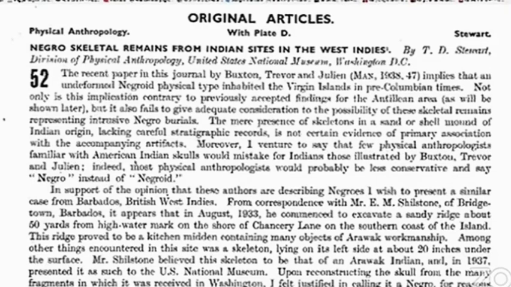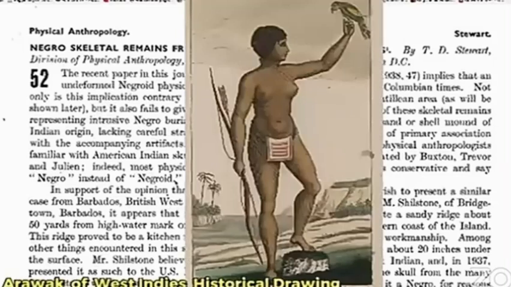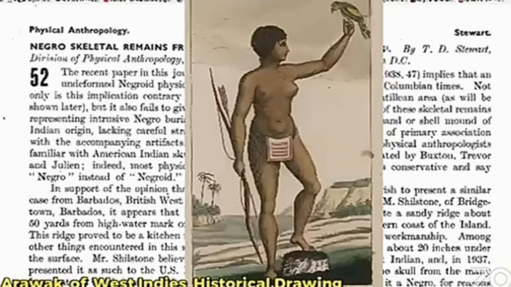I venture to say that few physical anthropologists familiar with American Indian skulls would mistake for Indians those illustrated by Buxton, Trevor, and Julian. Indeed, most physical anthropologists would probably be less conservative and say Negro instead of Negroid. All right, so 100% Negro. He wouldn't even write Negroid. It's a Negro or copper-colored person, right?